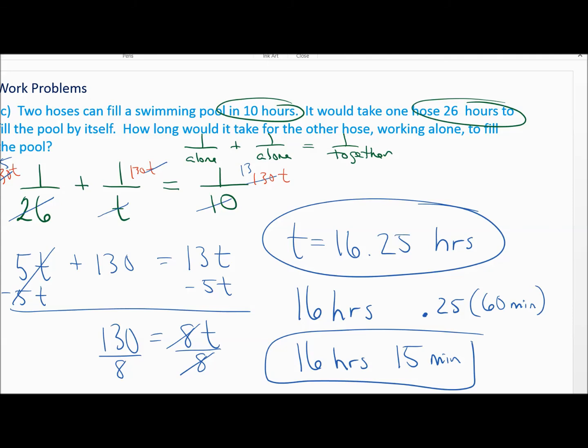So we're talking 16 hours, 15 minutes for one of the hoses to fill the pool alone. So it takes 26 hours for one of the hoses to fill the pool. It takes 16 hours and 15 minutes for another hose to fill the pool, but if they work together, you could fill that pool in 10 hours. Okay, kind of getting the hang of it?